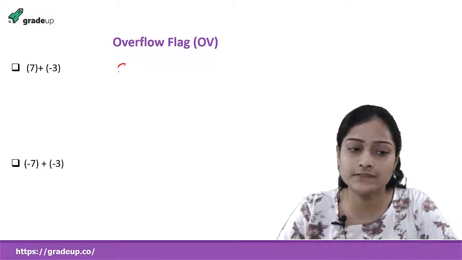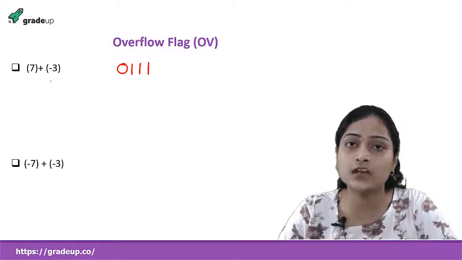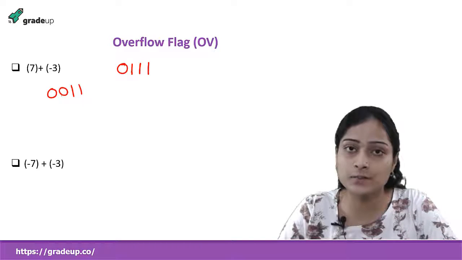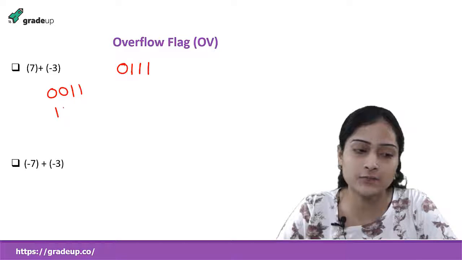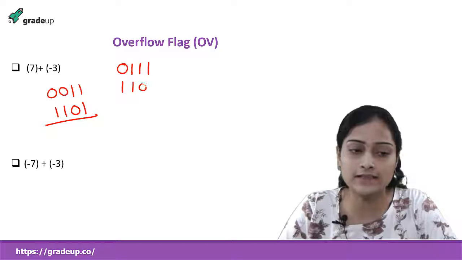How will 7 be represented? 0 1 1 1. And minus 3 will be represented in the 2's complemented form. How? 0 0 1 1 is the actual representation of minus 3, and the 2's complemented representation will be 1 1 0 1. Then you are going to add these two numbers.